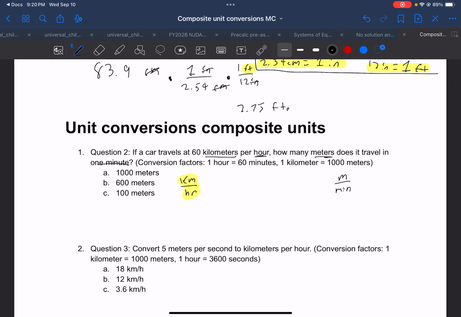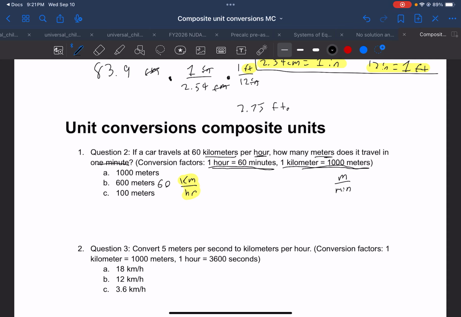So we need to do two things. We need to convert the kilometers to meters using this conversion factor right over here. This is going to allow us to convert kilometers to meters. And then we're going to use this conversion factor over here to convert the hours into minutes. You can do it in either order you want. It doesn't really matter which one you do first. I just arbitrarily chose to do kilometers to meters first, so I'm going to do that one.